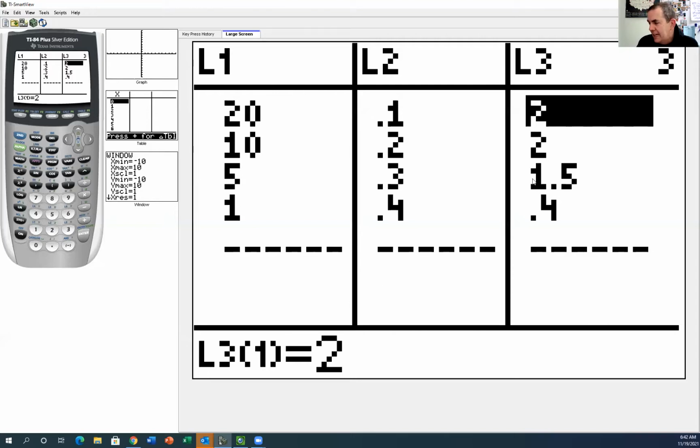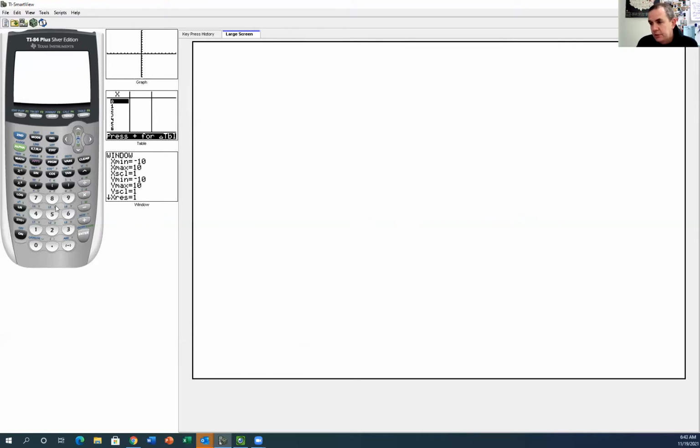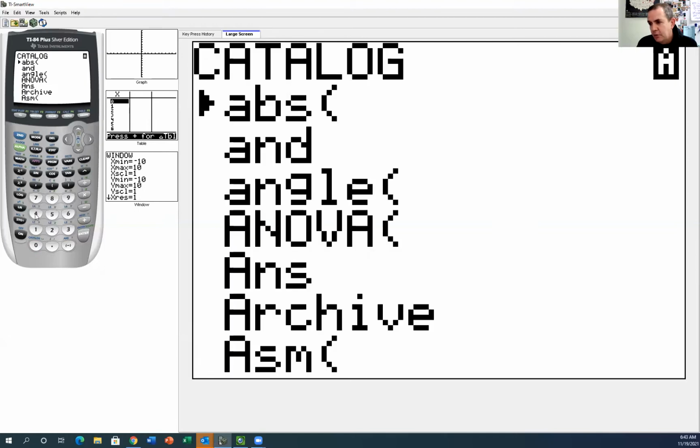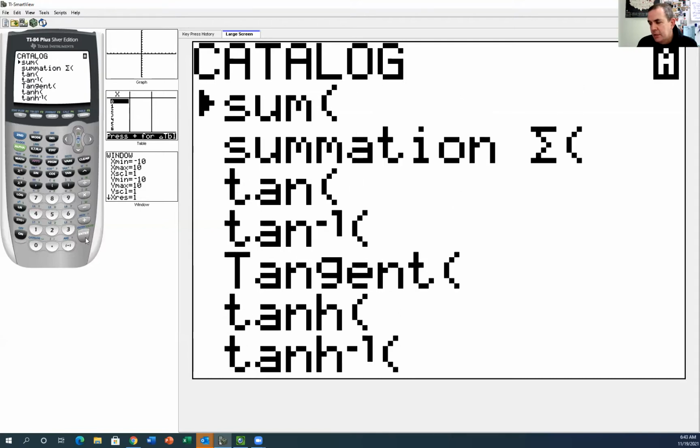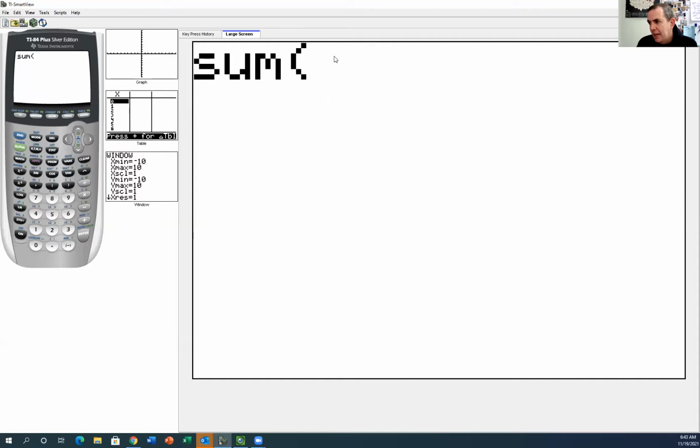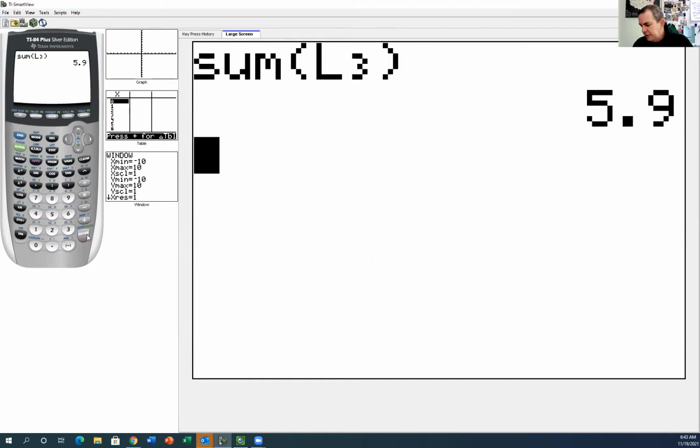Now I need to add all these up. I know you could probably add them up just looking at them, but I want to show you how you can do it in your calculator. You hit second, mode, and then go to the catalog. Catalog is under the 0 button, so second 0 for catalog. I say to hit the number 4 because that gets us to the T's. We arrow up twice, which gets us to sum, hit enter. And we want to put L3 in here, so we do second 3. When we hit enter, that tells me that my expected value is $5.90.